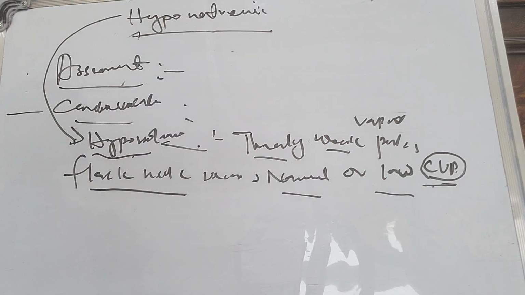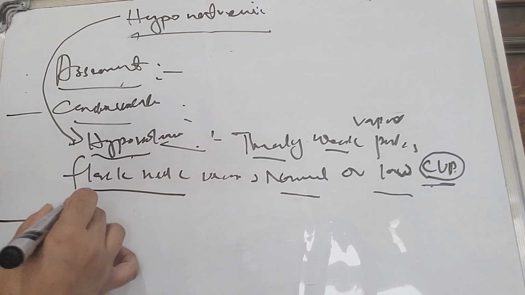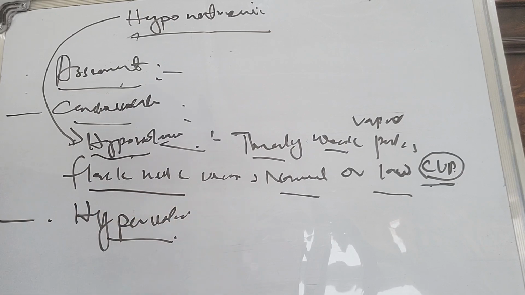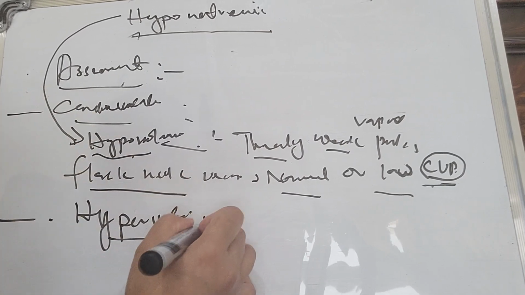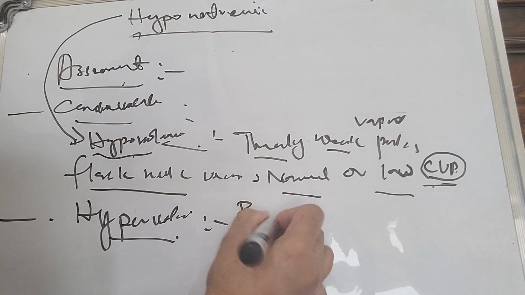But if the hyponatremia is due to hypervolemia, if the patient is hypervolemic, then what will the signs and symptoms be? In case of hypervolemia, a rapid bounding pulse.